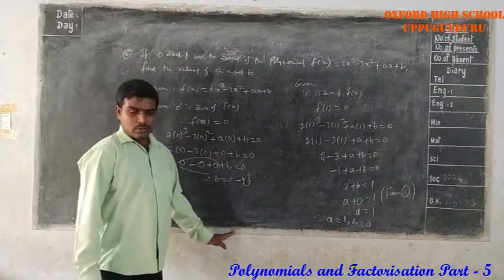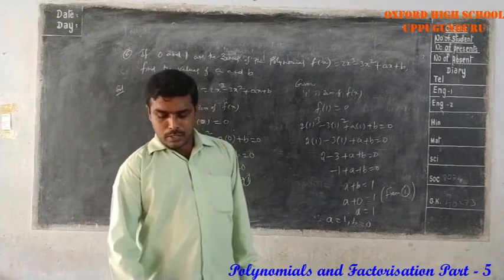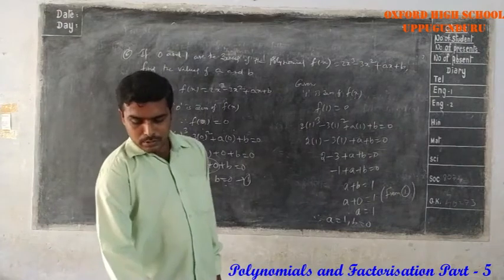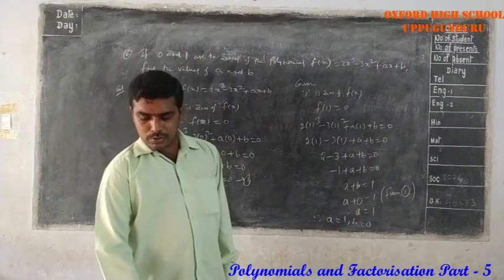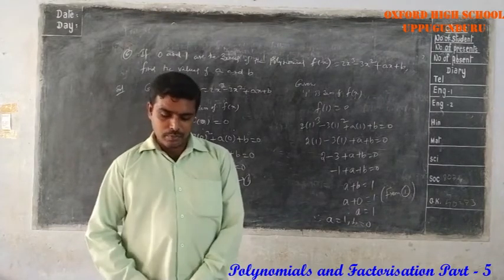So up to this, exercise 2.2 is completed. What are the problems? I am not telling you, that is in the 4th Roman. I told you only 4 problems, 3 problems you have to do. So up to this, the exercise is completed.